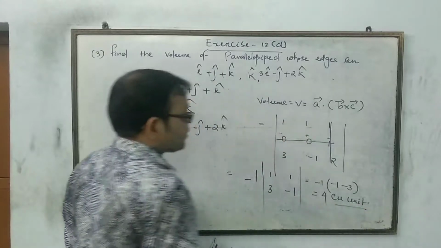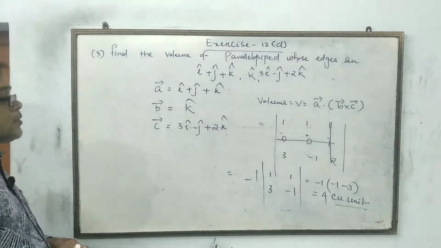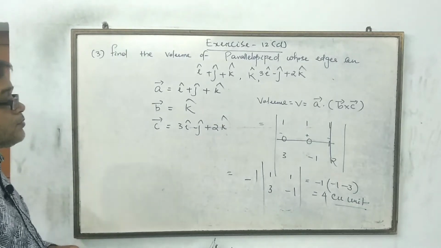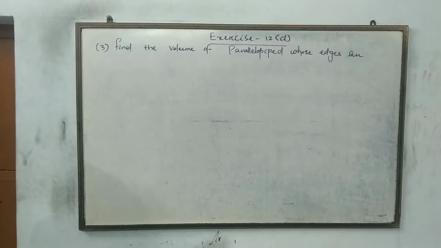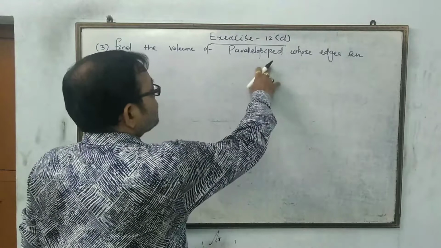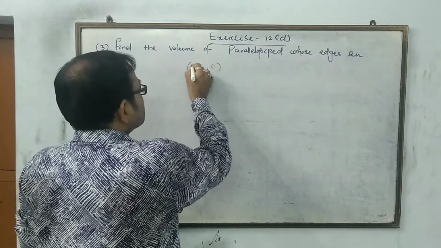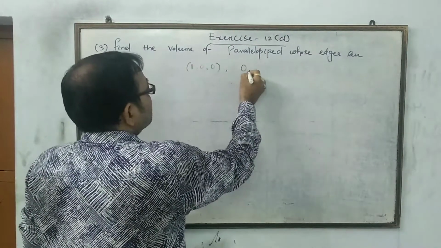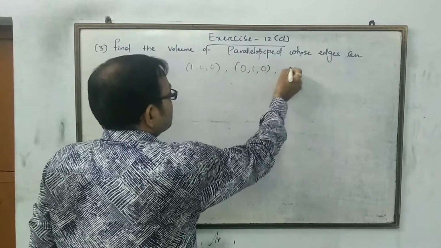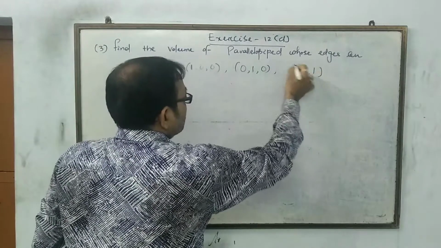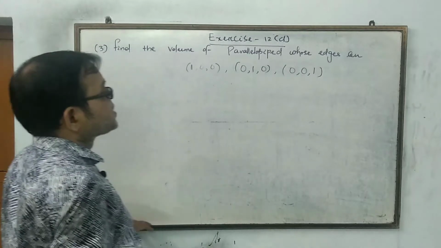You got it, I think? Pause the video to note it down. Next, find the volume of the parallelepiped whose edges are 1, 0, 0; 0, 1, 0; 0, 0, 1.